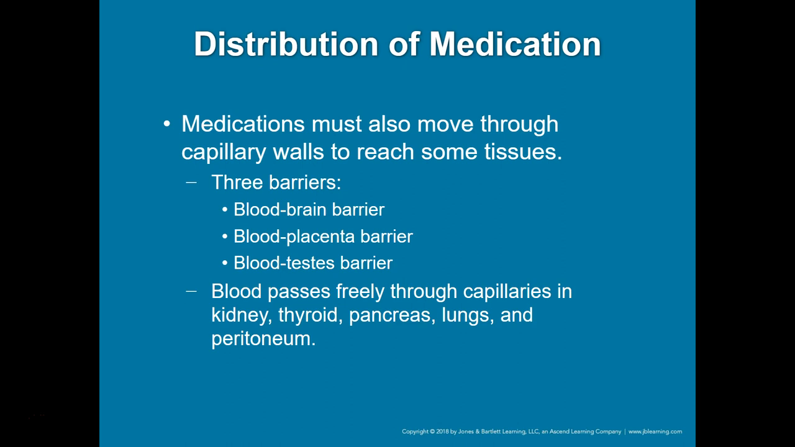Medications must also move through capillary walls to reach the cells. Three different areas in the body have extra barriers: the blood-brain barrier, the blood-placenta barrier, and the blood-testes barrier. So it prevents some of the medications that we give from actually getting into the brain, or the placenta and the baby, or the testes.